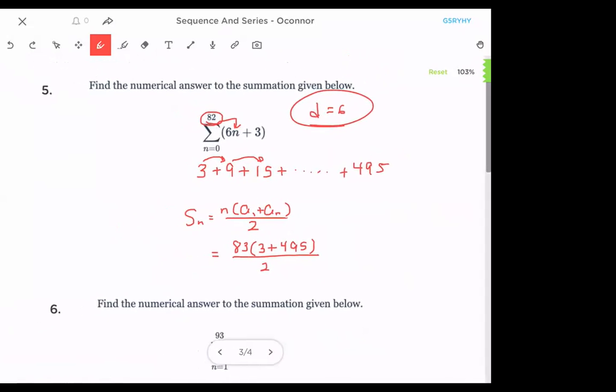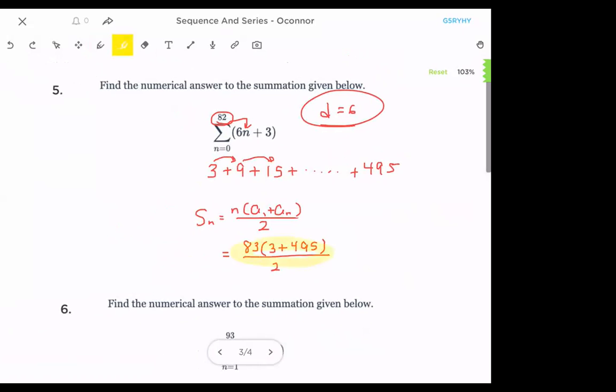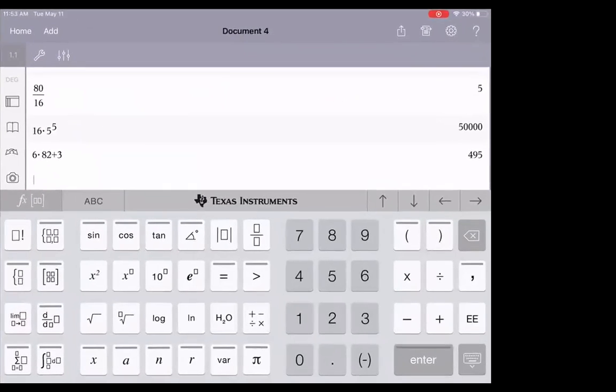So now this is what I'm going to plug into my calculator. So I have 83 times, well, 498. I could just add those, right? So 83 times 498 divided by 2, and I get 20,667.